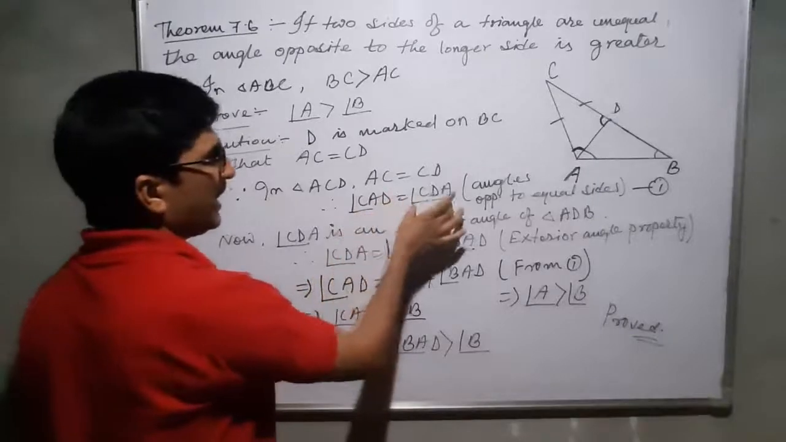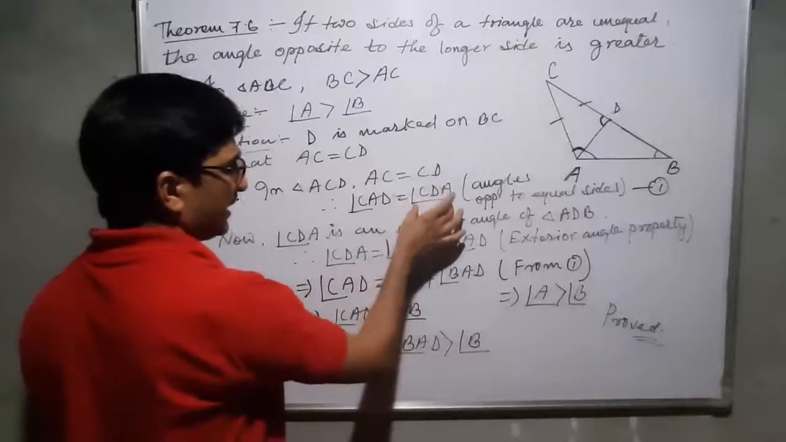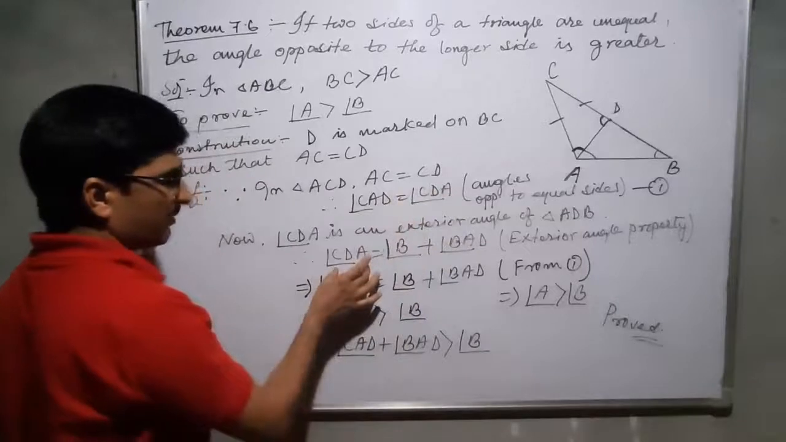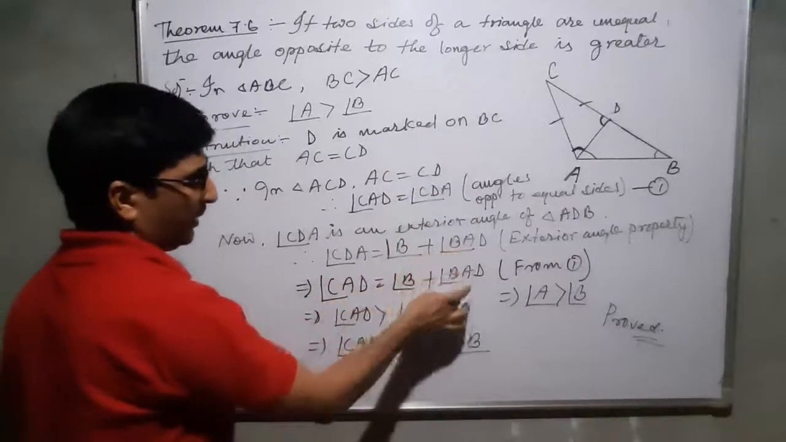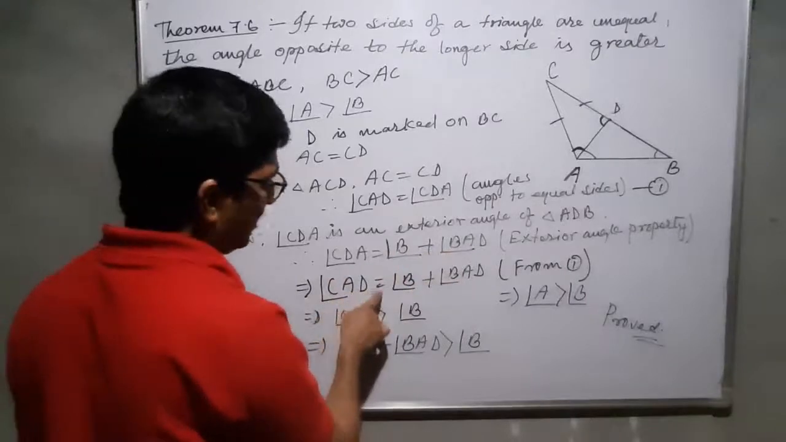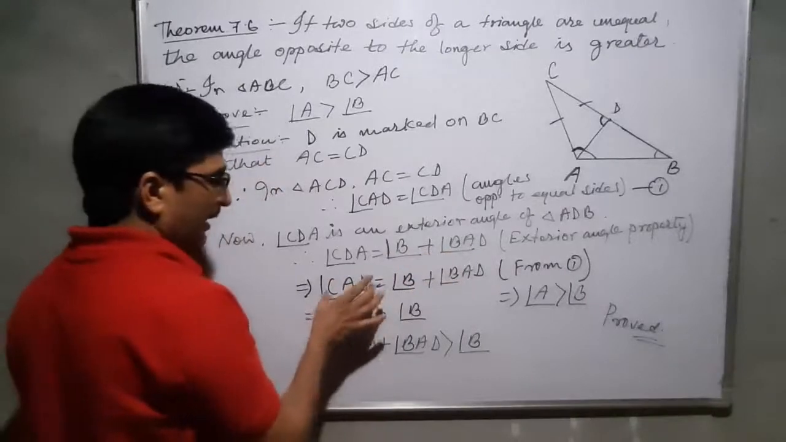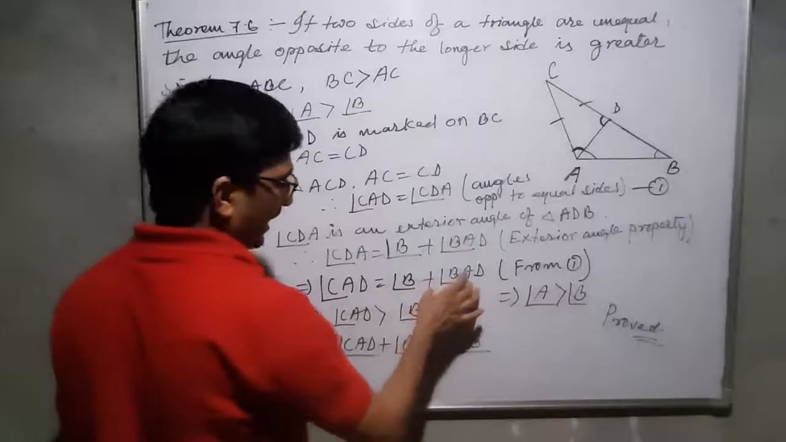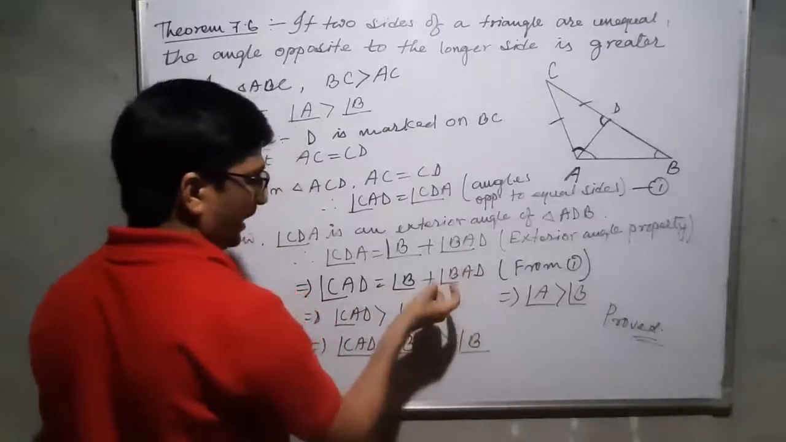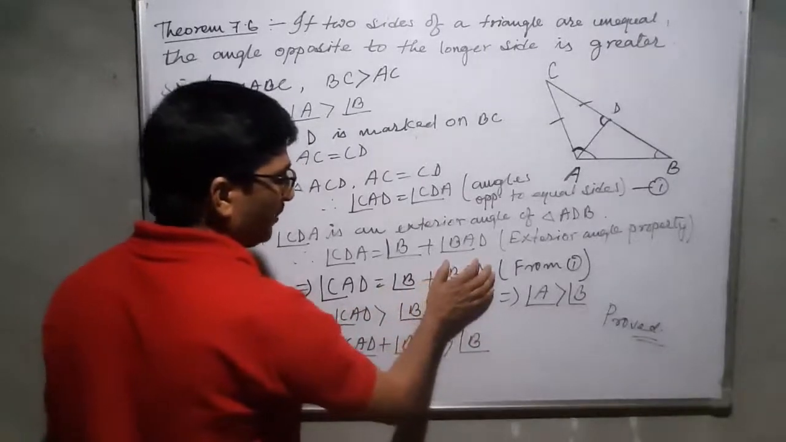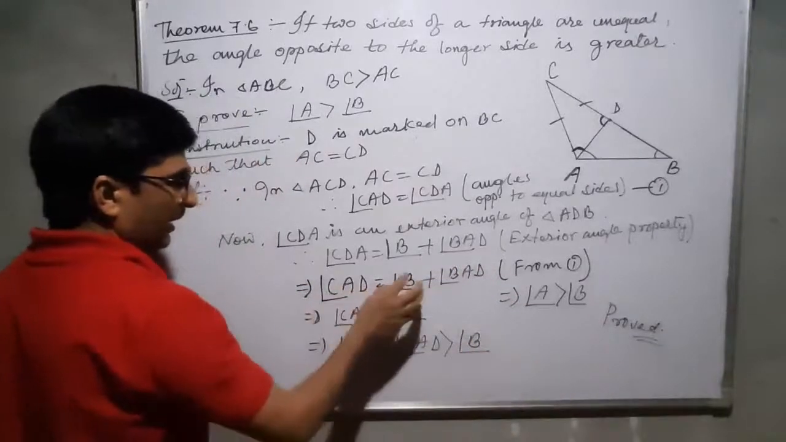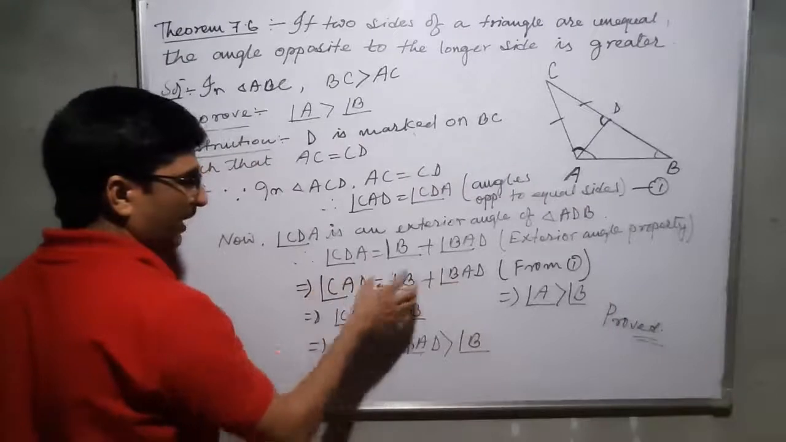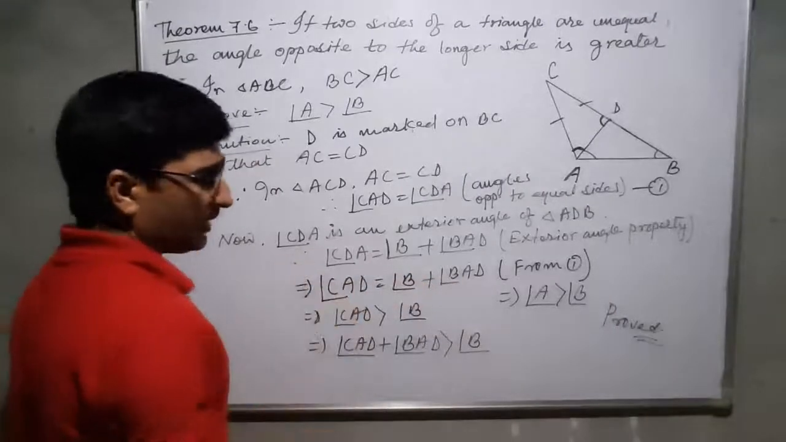Since CAD and CDA are equal, in place of CDA I have just written CAD. So CAD equals angle B plus angle BAD. Now CAD equals angle B, and this angle BAD are added together. Now if from here BAD is removed, suppose I remove BAD, then this is reduced, which means CAD will be greater than angle B. Try to understand, very simple.